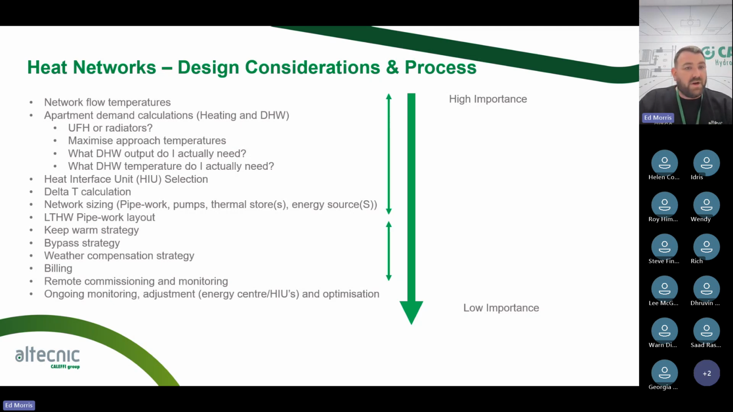Weather compensation strategy, are you using weather compensation? Billing, how are they going to bill? Is it heat meters? Is it credit billing? Is it pay as you go? All those things need to be considered.